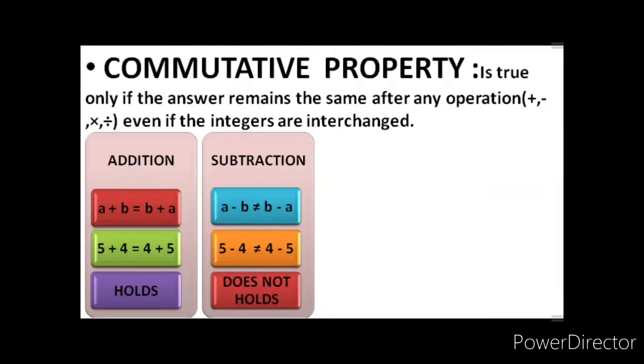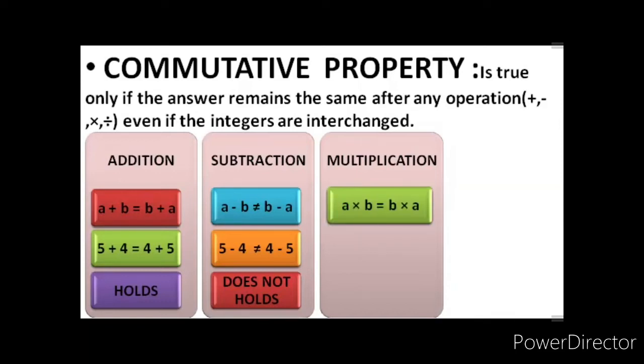For multiplication of two integers, a multiplied by b is equal to b multiplied by a. That is, the value does not change even if the integers are interchanged. For example, 5 multiplied by 4 is equal to 4 multiplied by 5. Therefore, this property holds true for multiplication.